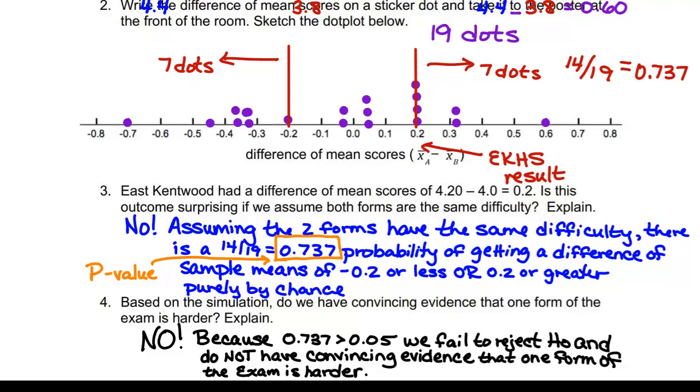Now, East Kentwood results seemed to indicate that it was possible that form A was the easier form, sorry, because they had higher scores with Form A. I apologize. Lower scores with Form B, so that would indicate that it could have been harder. I think we said this backwards because I was thinking of it the wrong way. Higher scores would mean that the test would be easier if there was a difference between those two. Lower scores would mean the test is harder. We needed to check both sides because it could have been either form that was harder or easier.